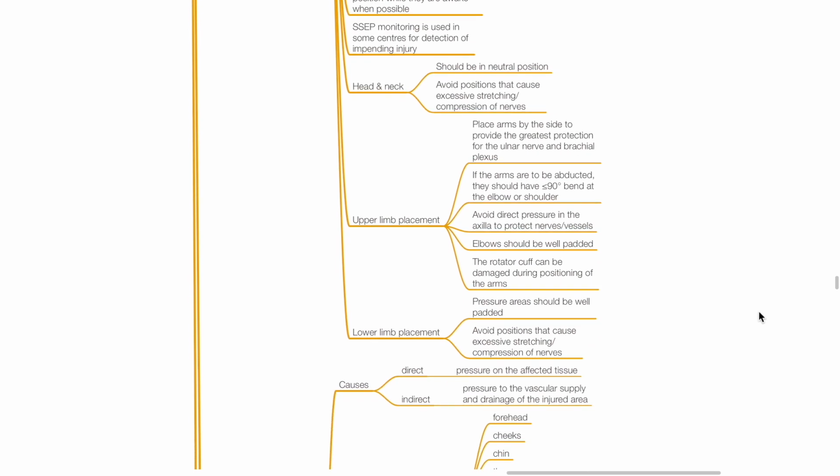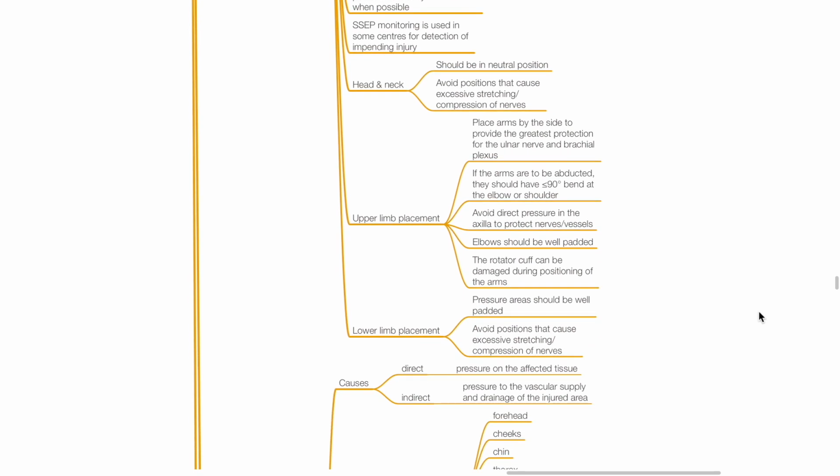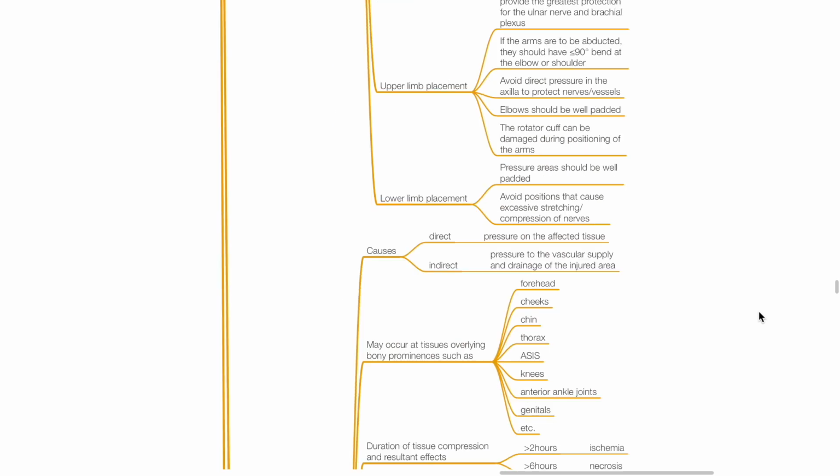Upper limb placement. Placing the arms by the side provides the greatest protection for the ulnar nerve and the brachial plexus. If the arms are to be abducted, they should have less than 90-degree bend at the elbow or shoulder. Avoid direct pressure in the axilla to protect nerves and vessels. Elbows should be well padded. The rotator cuff can be damaged during positioning of the arms. For lower limb placement, pressure areas should be well padded. Avoid positions that can cause excessive stretching or compression of nerves.